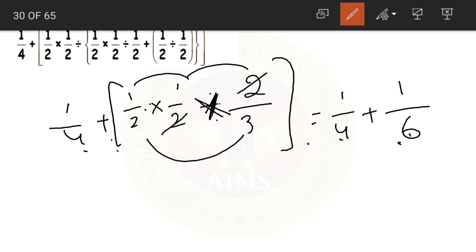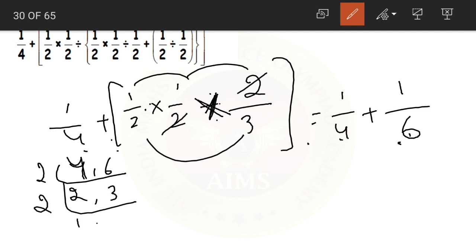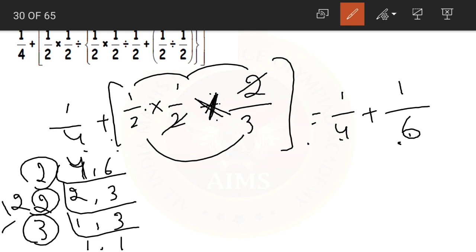Now again when we take the LCM of 4 and 6, we know that 2 twos are 4 and 2 threes are 6. Again 2 ones are 2 and 3 as it is. Again 3 ones are 3. So the LCM is 2 twos are 4, 4 threes are 12. LCM is our 12. So let us take 12 here, and the numerator for 4 is 1.